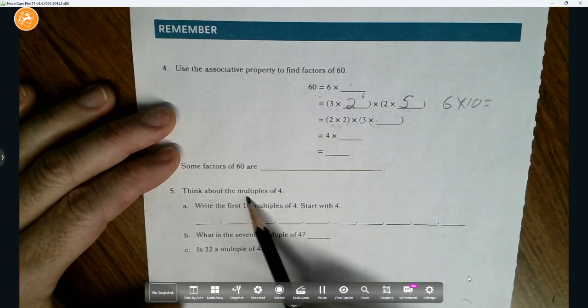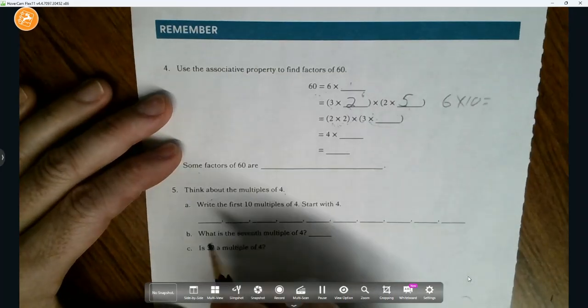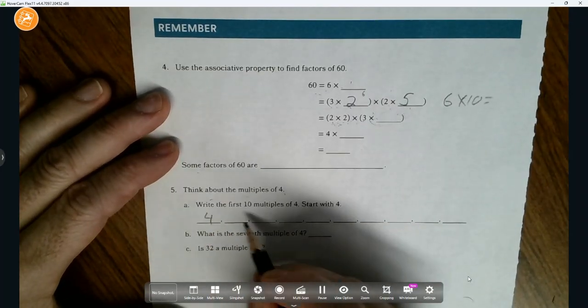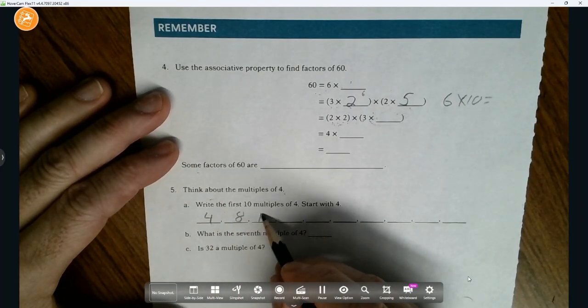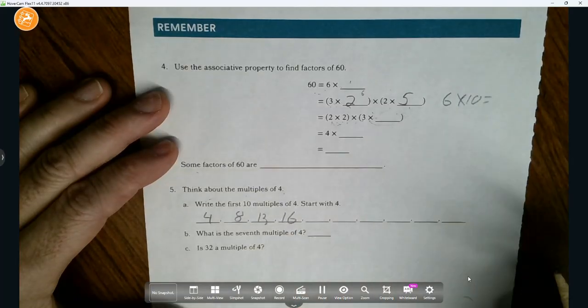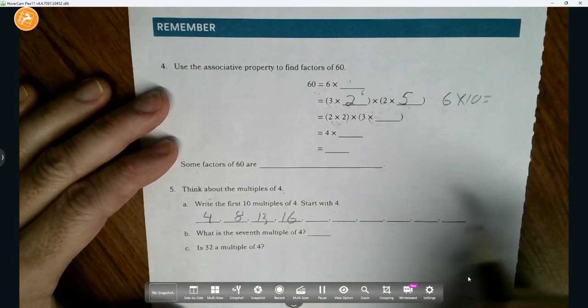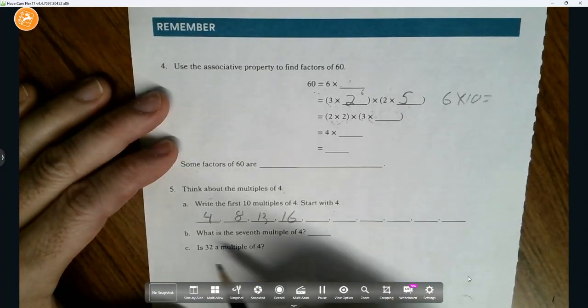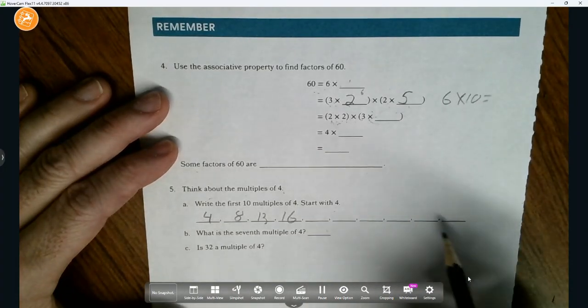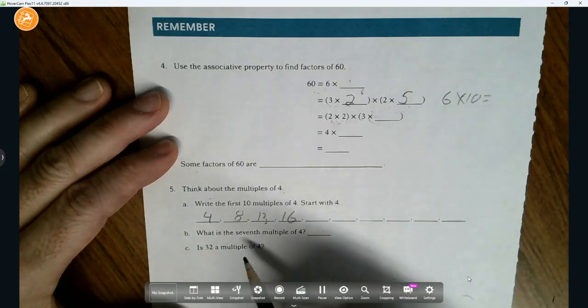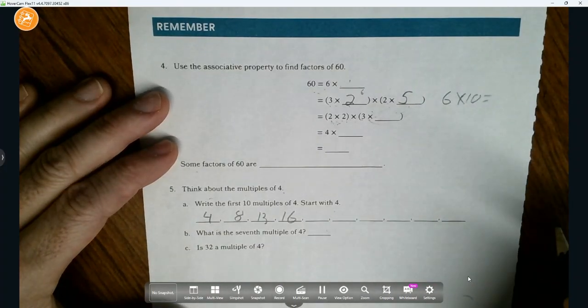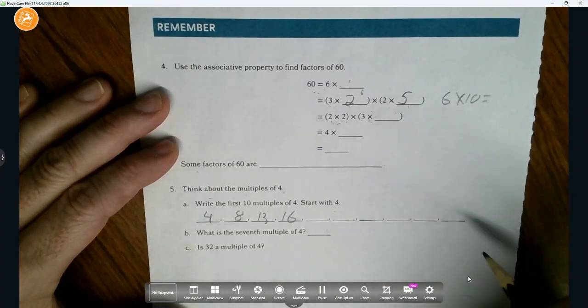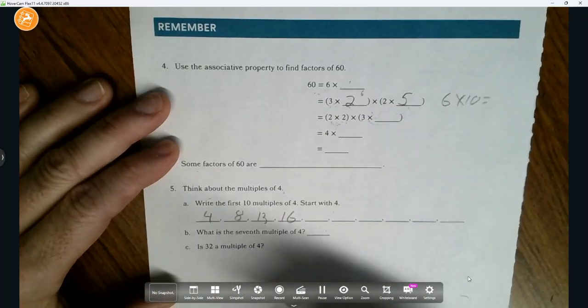All right, think about multiples of 4. Write the first 10 multiples of 4. So just start multiplying. 4 times 1, 4 times 2, 4 times 3, 4 times 4. Keep going. It says start with 4. All right, and watch what the 7th one is. And it says, is 32 a multiple of 4? That means you find 32 on here somewhere. Or if it's bigger than this line, if you kept going, would you find 32 on there? And then write yes or no.